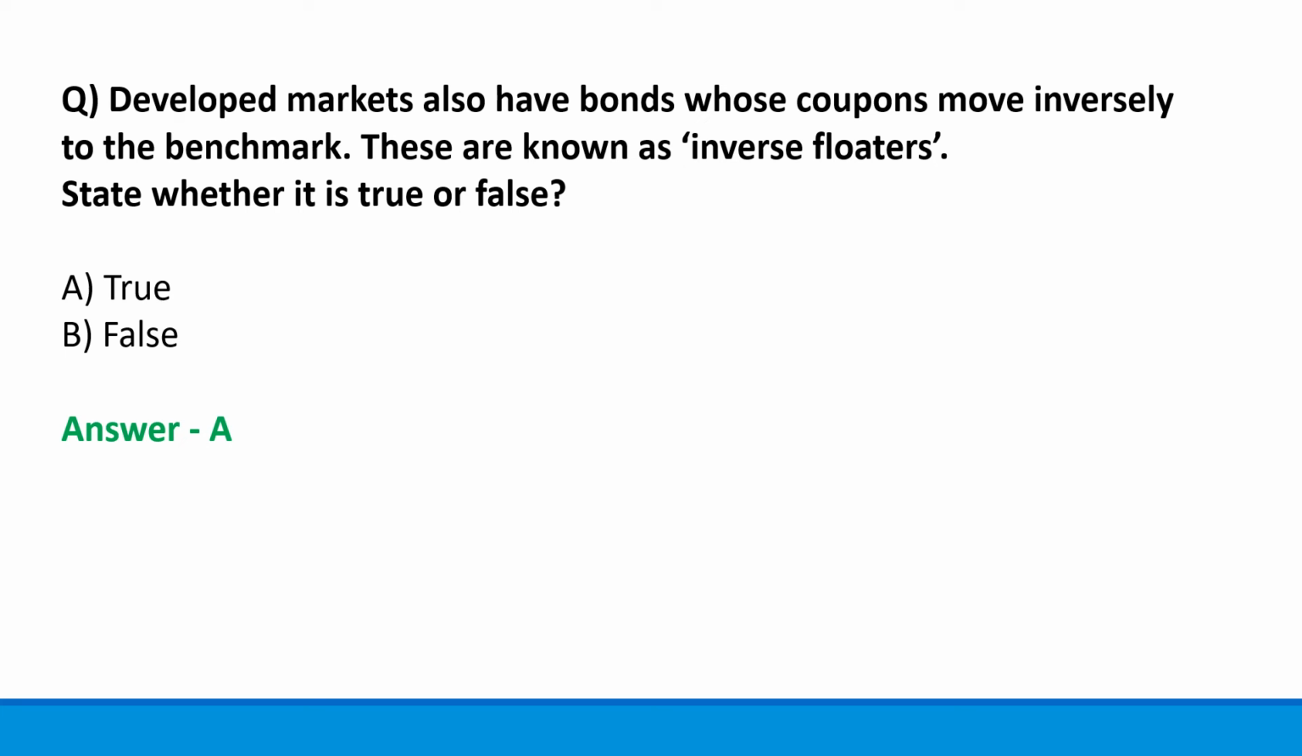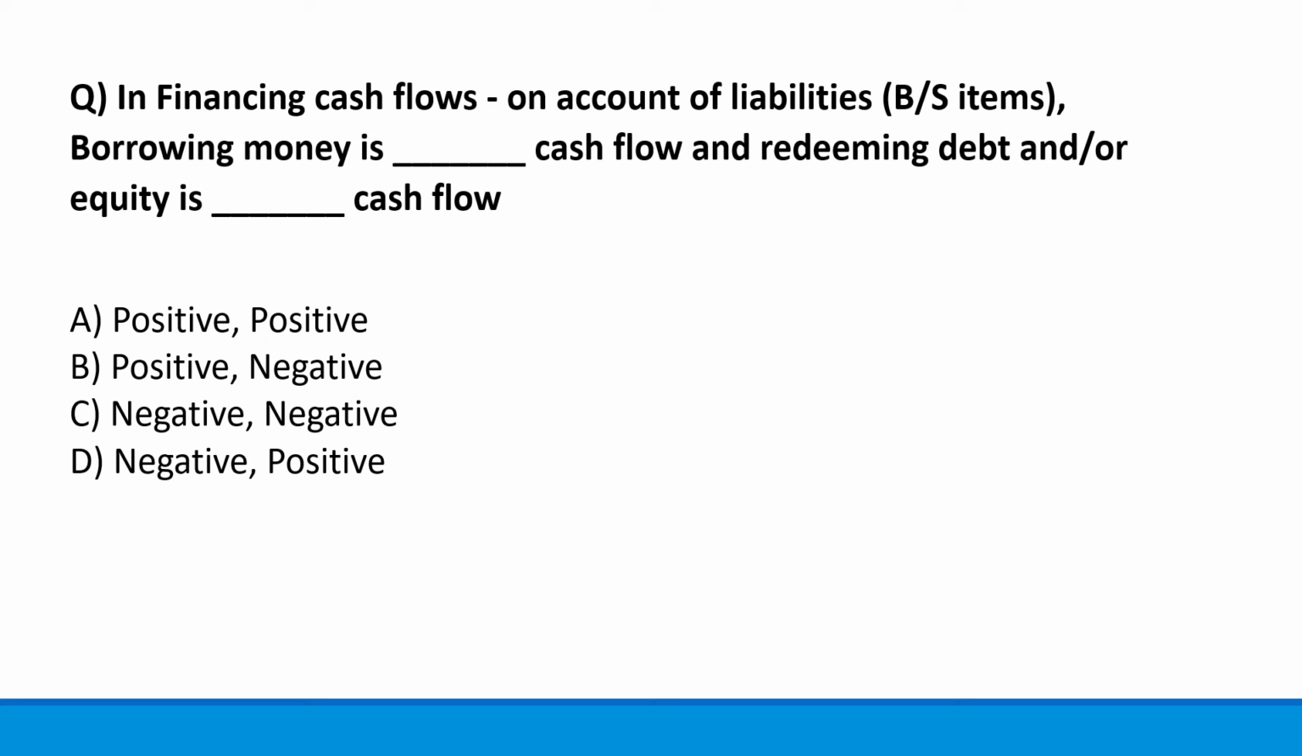Next question. In financing cash flows on account of liabilities, borrowing money is positive or negative cash flow, and redeeming debt and equity is positive or negative cash flow? The correct answer is borrowing money is positive cash flow and redeeming debt and equity is negative cash flow.